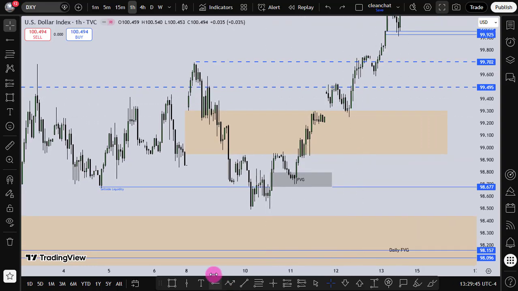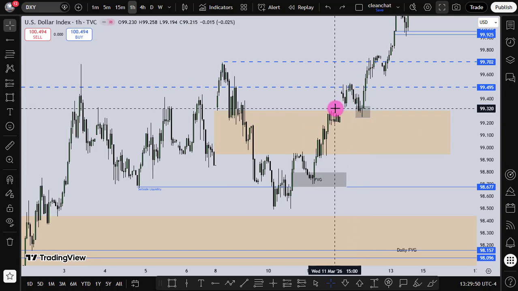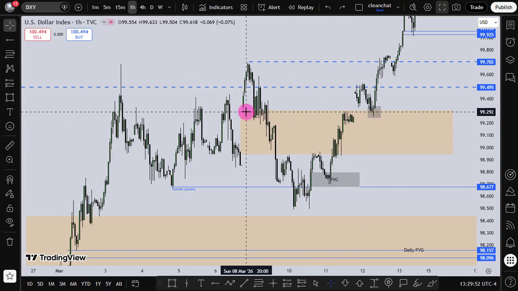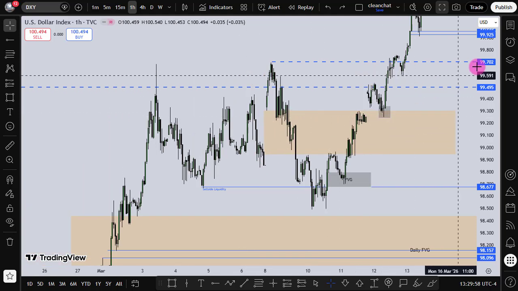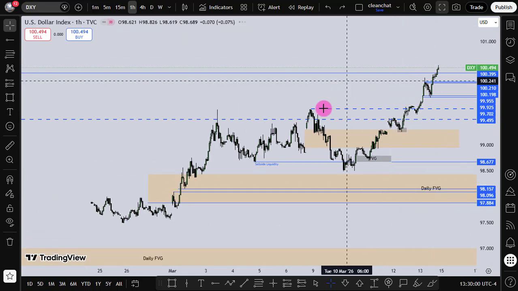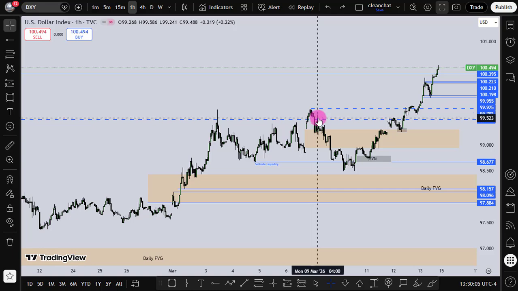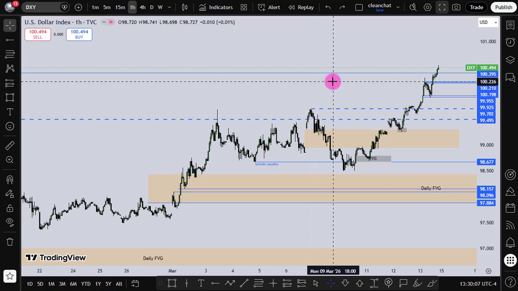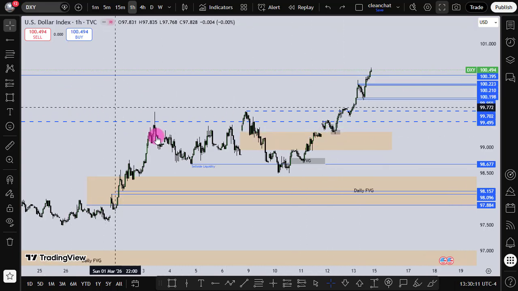respecting it here at this level, respecting the high of this volume imbalance, this candlestick low and then this candlestick high, this black one and then this green one, attacking the buy side that was created here on Monday and then attacking the sell side on Friday. That's all about the dollar index, that's DXY.